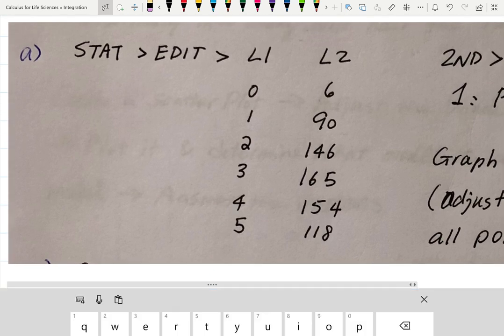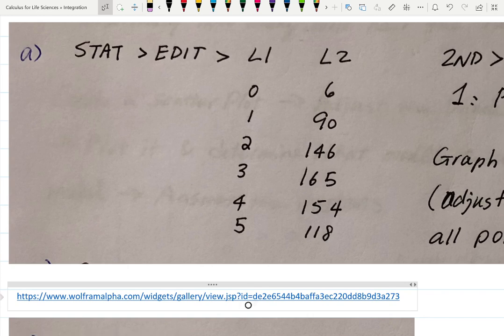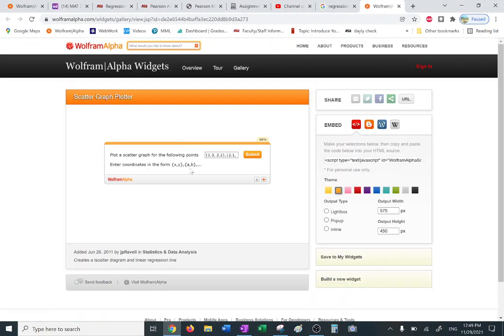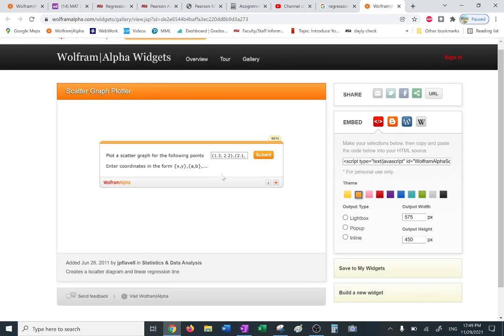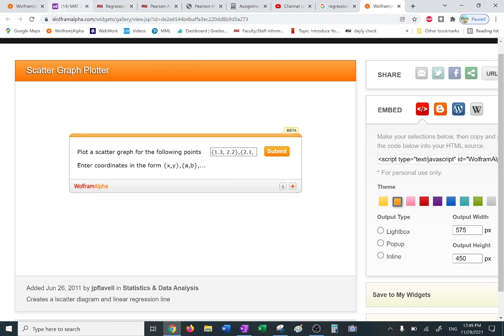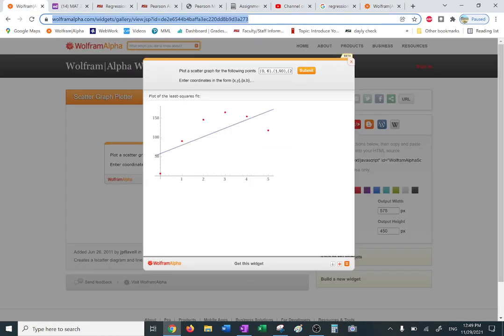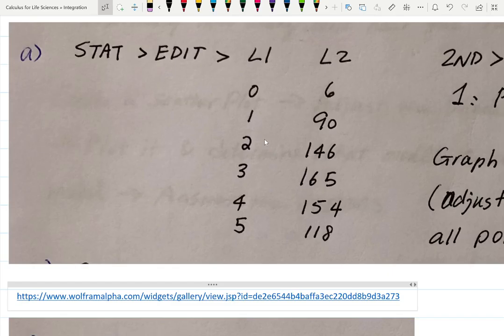I can show you this in Wolfram Alpha, and I gave you the link in my notes. You can check it out. It looks like so. Any computer program can do it. You just put all those points in. And that's what I did. There was a list of points. Oh, and I did not record it. Okay, that's mean. Oh, here it is. Okay. I just put all these points here as a list of points: 0, 6, 1, 90, 2, 146, and so on. Click submit, and it gave me points. No line though. It gave me points.